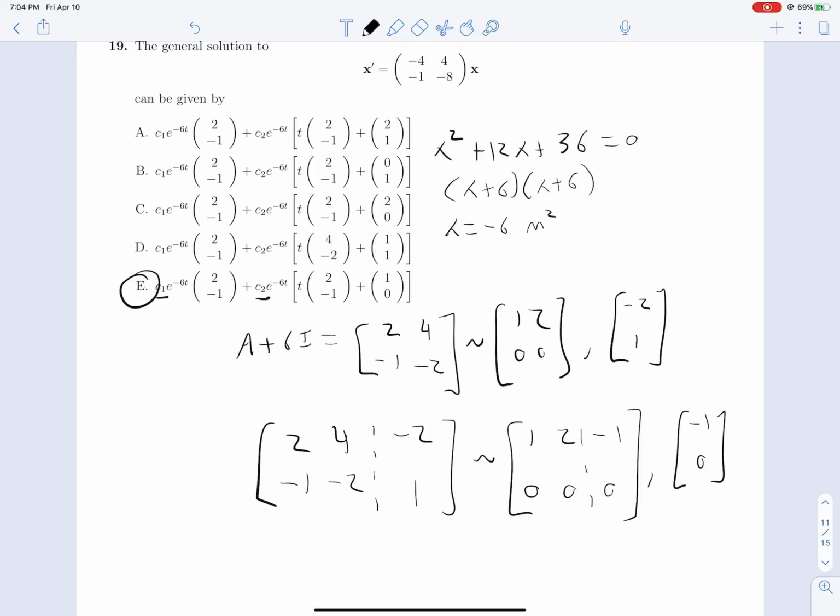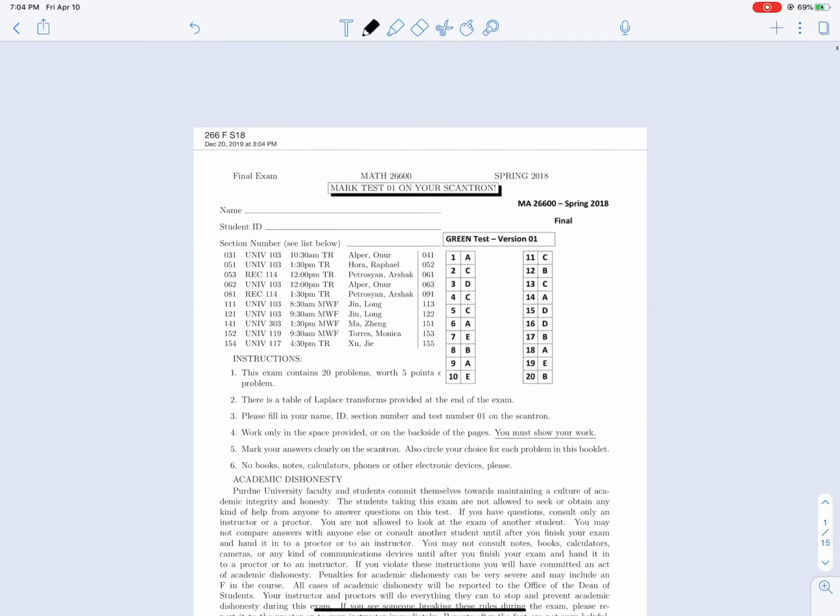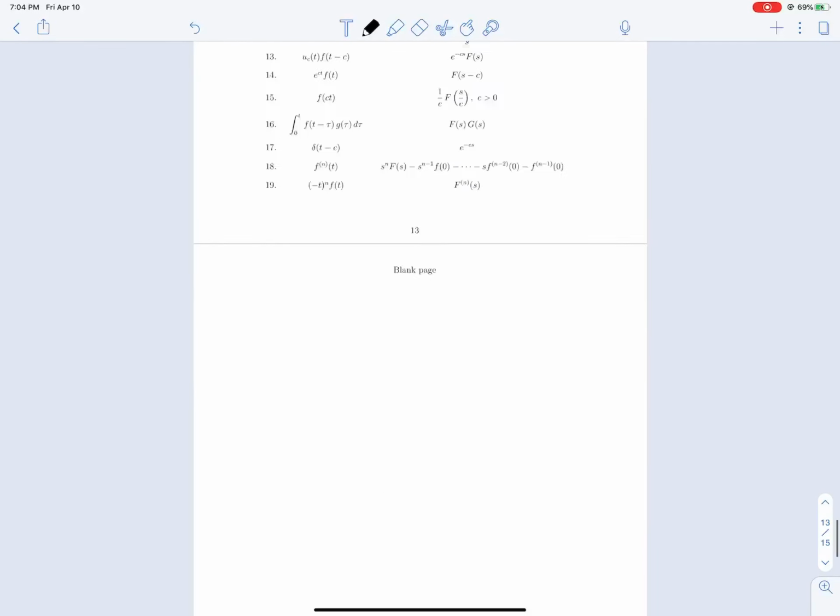Remember that when we have a generalized eigenvector, our solution is going to look like C1 V1 e to the lambda t plus C2 times V1 t plus V2, where V2 is our generalized eigenvector, times e to the lambda t. So E for 19 is correct.